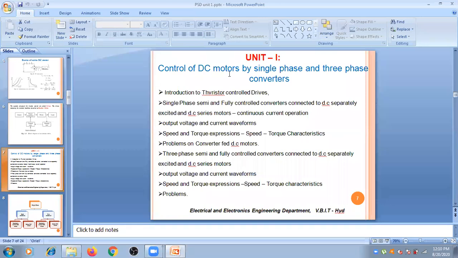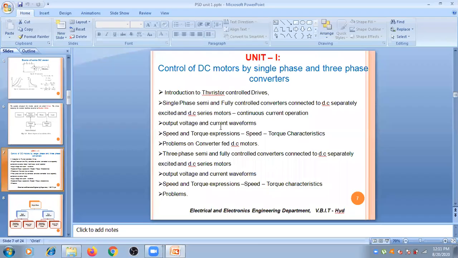Coming to unit 1, this deals with the control of DC motors using single phase and three phase converters. This unit is divided into two parts. First part is the single phase part, and second part is the three phase part. Coming to the first part, single phase semi and fully controlled converters connected to separately excited motor as well as DC series motors. So two converters and two motors, along with its continuous current operation.